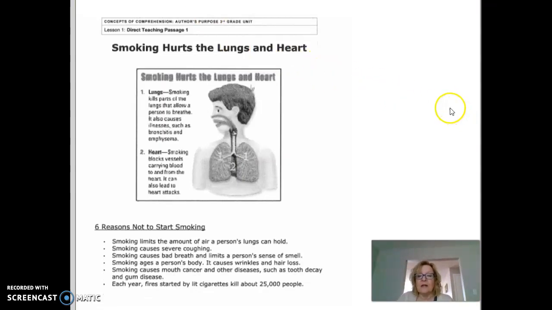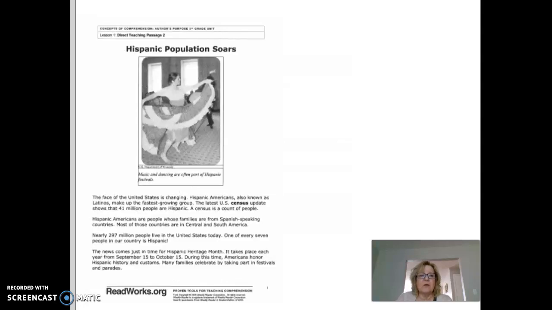So let's look at this quickly. It says smoking hurts the lungs and the heart. So it could be to inform me, but when I look down here, I see 6 reasons not to start smoking. It's probably going to try to persuade me to not smoke.